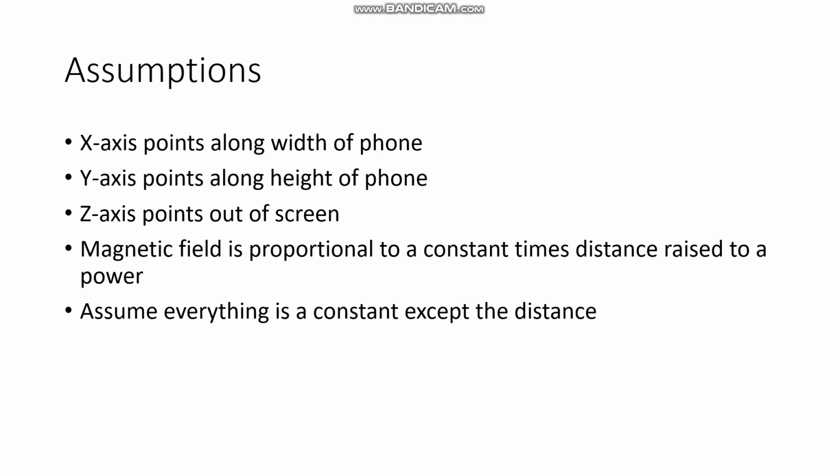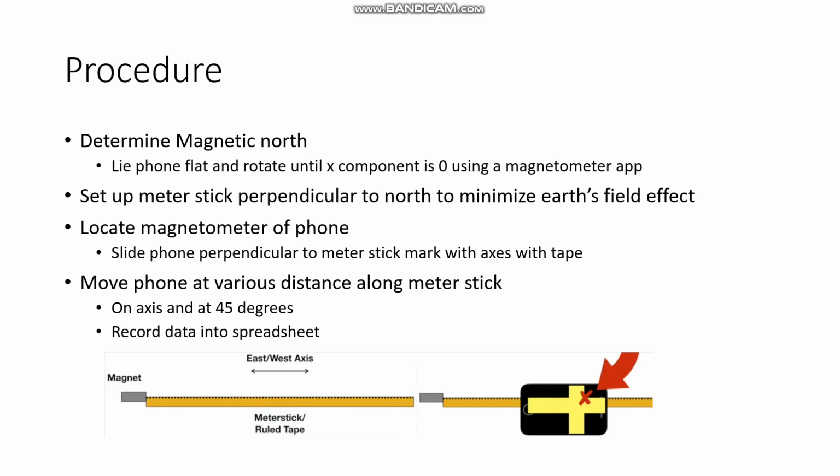Alright, so how do you actually do this lab? Well, what you're going to need to do first is determine magnetic north. And how you're going to do that is you're going to lie your phone flat and rotate it until the x component is 0, and you're going to do this by downloading a magnetometer app. Then, once we determine where magnetic north is, you're going to set up a ruler stick or a meter stick perpendicular to that north. And then the reason why we're doing that is to minimize the field effects from Earth.